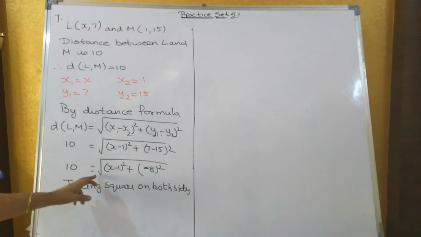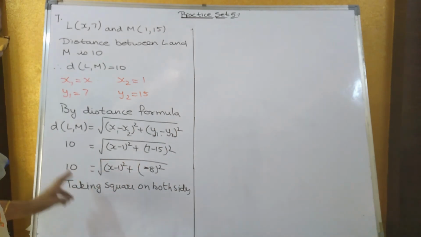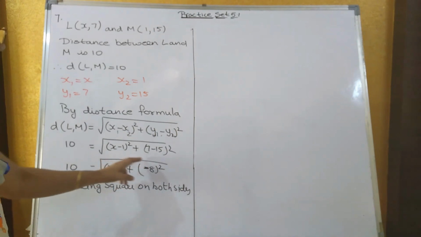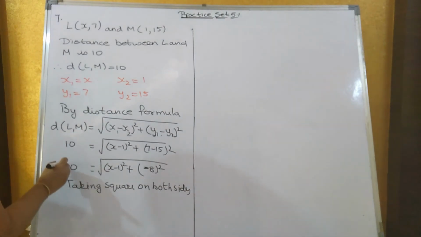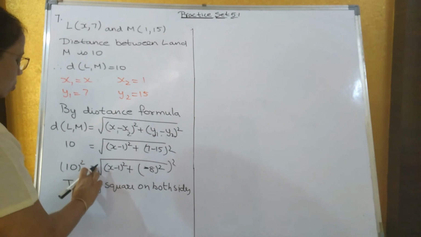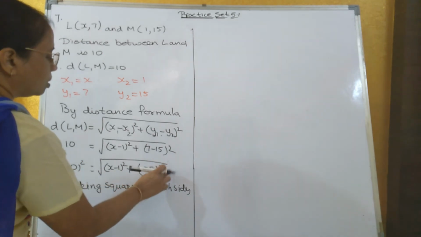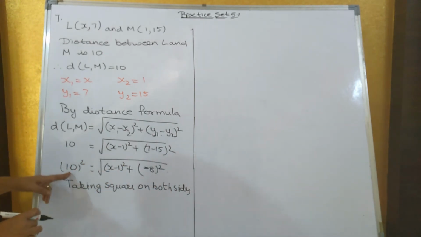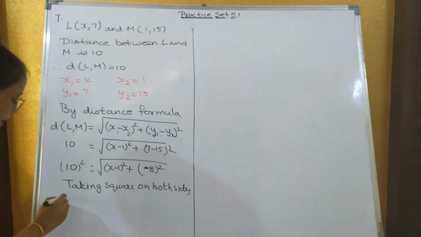Because just to remove the square root. So when you take the square on both the sides, the square root will go away. This will become square and this will become square. So when you take the square on both the sides, the root sign will go away and 10 square will become 100. So what we will get?